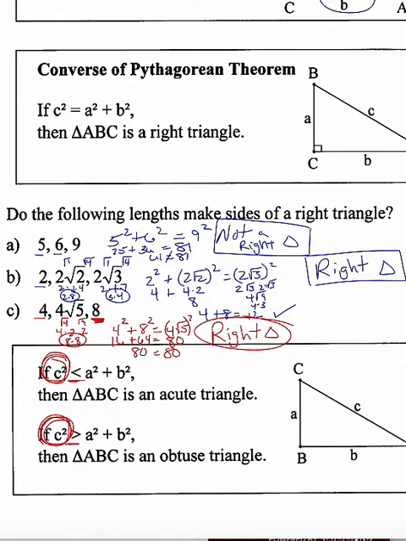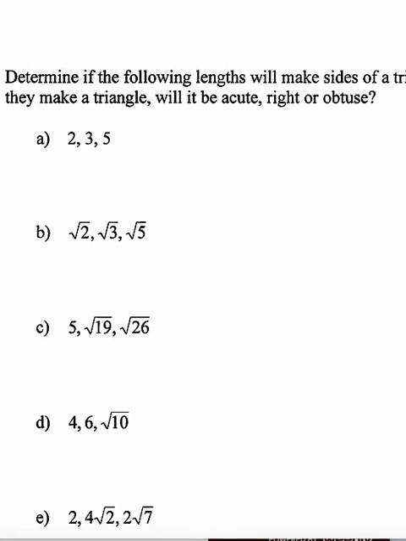So let's look at a couple examples of that on the next page. Determine if the following lengths will make sides of a triangle, and if they do, will it be acute, right, or obtuse? That's our question. So part A, probably the best question here, 2 plus 3 is 5, which is not bigger than 5. This is not even going to be a triangle. So don't forget to ask that question first.